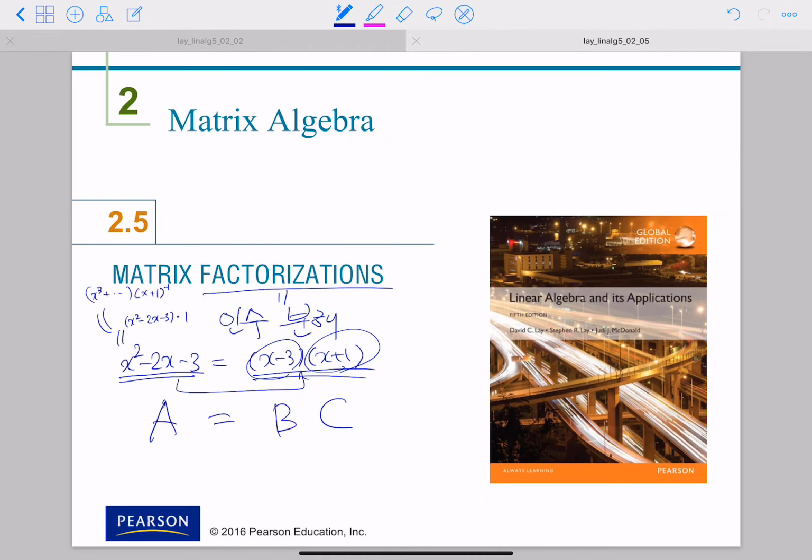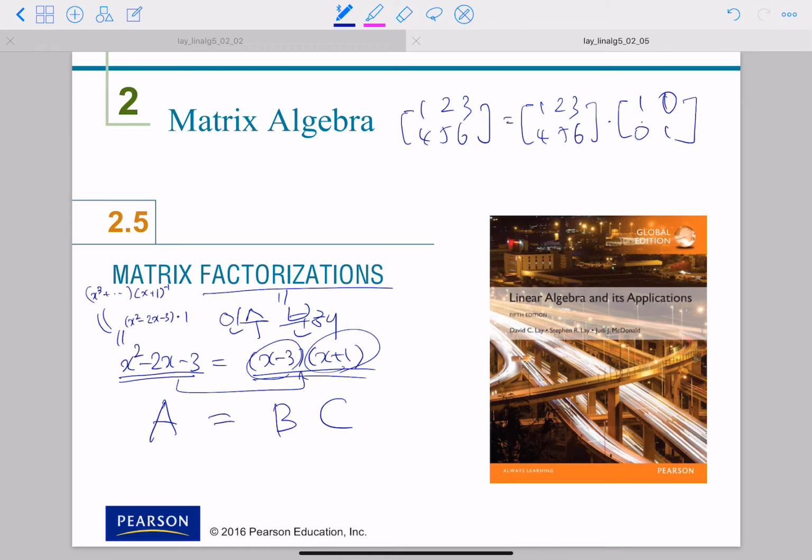So in the case of matrix factorizations, we can also think of 1, 2, 3, 4, 5, 6, and it can just be represented in this trivial form, right? We don't want that, right?